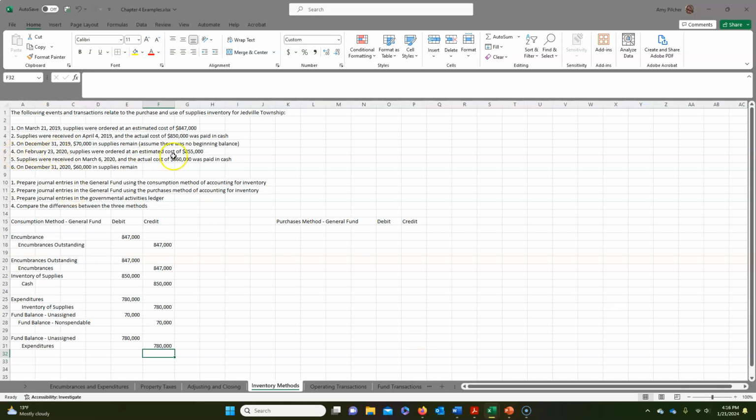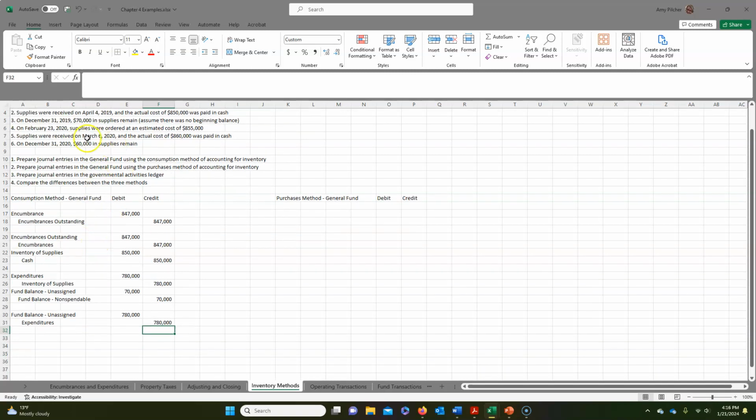So then on the next year, we ordered at an estimated cost of $855,000. We received them, paid in cash, and then what we had. So this one's going to be a little bit different because we already had $70,000 in supplies at the beginning of the year, and we're doing by consumption. Okay, so now we're on February 23rd, and we order supplies where we record our encumbrances.